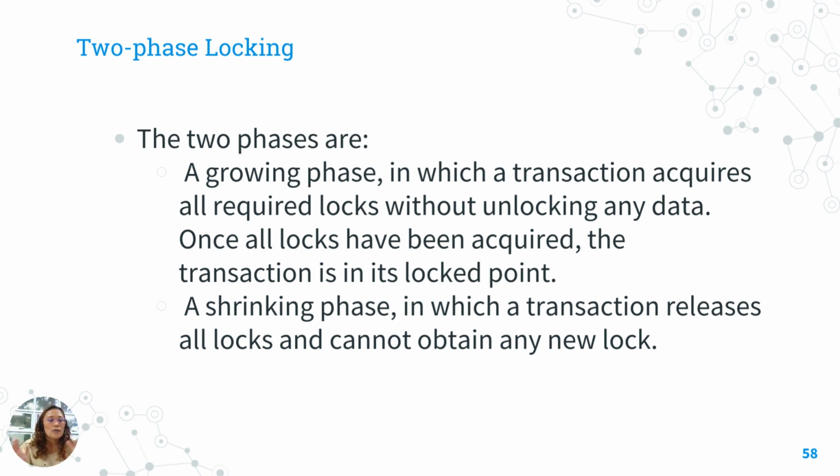Let me repeat. The growing phase is the time that a transaction acquires all the necessary locks from any data that the transaction will be updating. After each data item has completed its designated transaction, the lock for that data will be released. The release of the lock is what we call the shrinking phase.